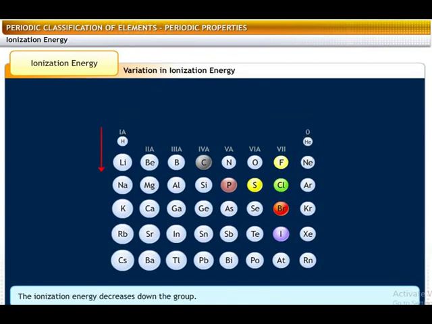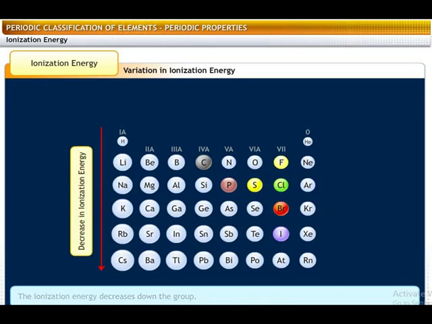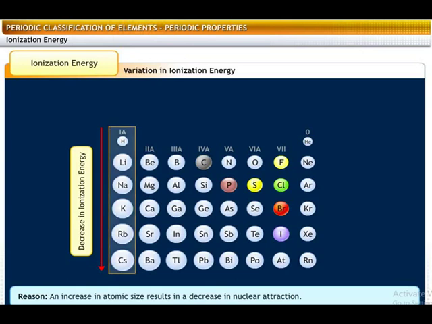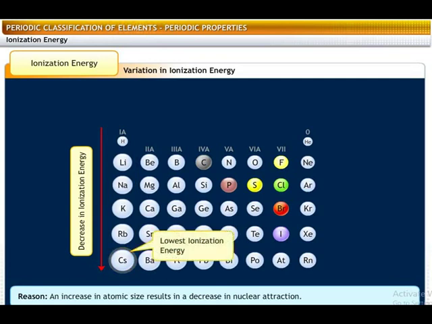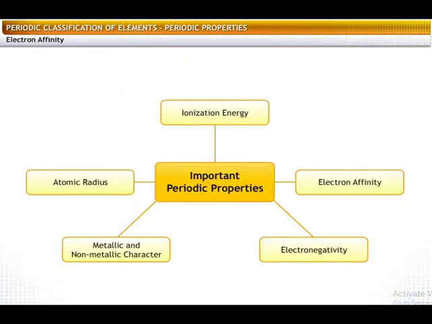Down the group, the ionization energy decreases due to an increase in atomic size. In the periodic table, alkali metals possess low ionization energies. Cesium, an alkali metal, has the lowest ionization energy. Next, let's look at the third important periodic property, electron affinity.